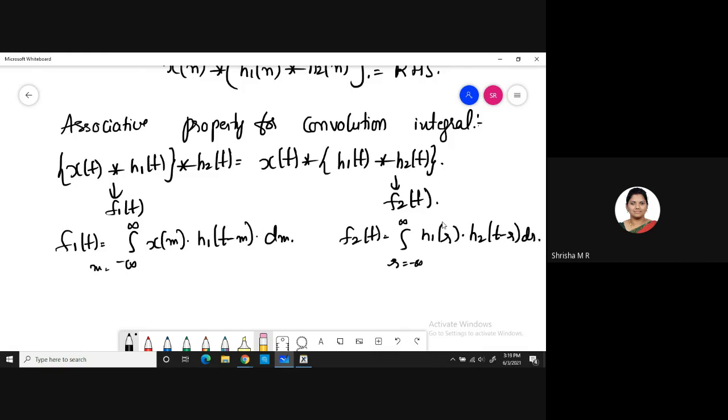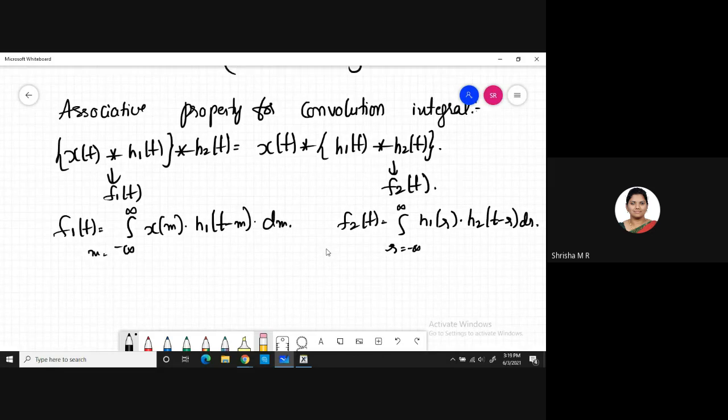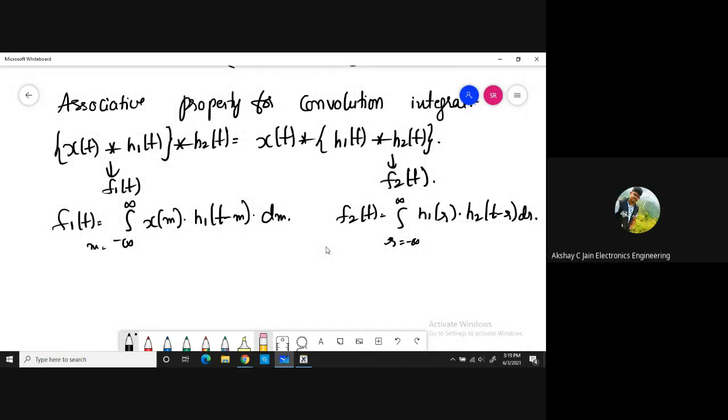Got it, everyone? Clear? I'm writing these two in the form of convolution integral, f1 of t, f2 of t. Clear? It's clear or not? Yes, ma'am.